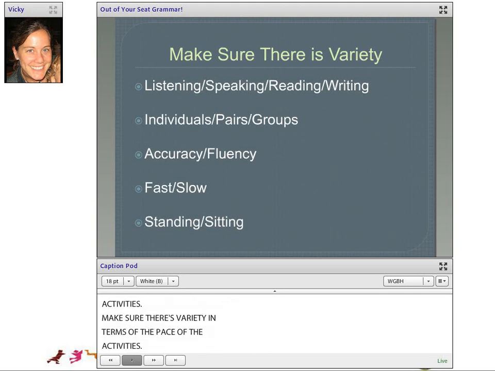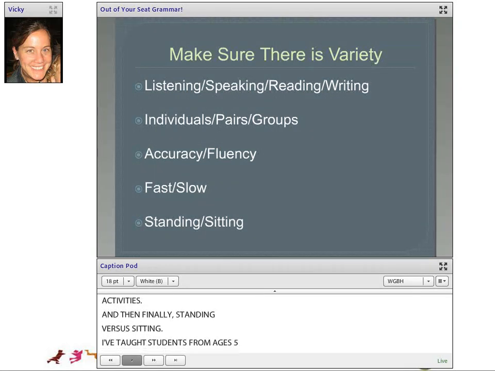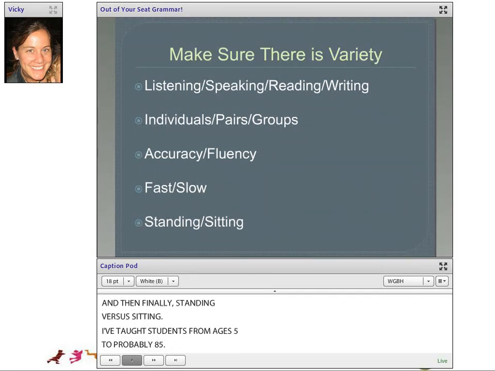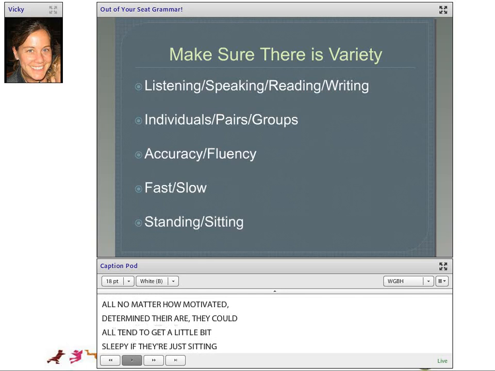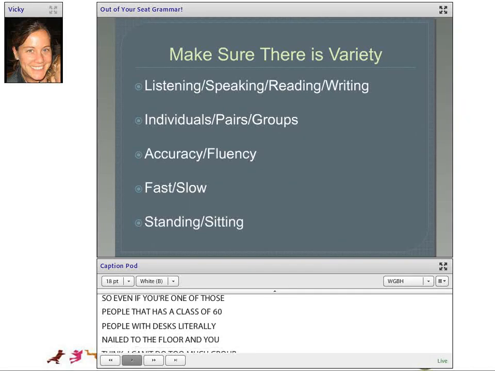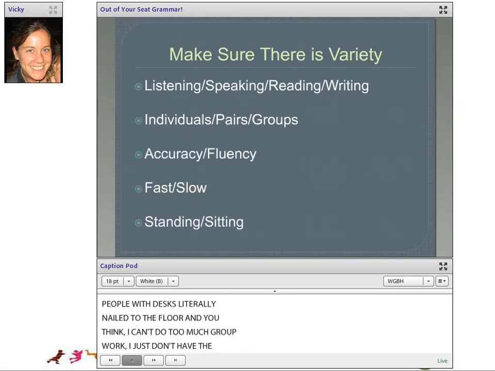Now I've taught students from ages 5 to probably 85, kids as well as adults. All, no matter how motivated, determined they are, they can all tend to get a little bit sleepy if they're just sitting there doing nothing in the same spot for an hour, hour and a half. And so even if you're one of those people who has a class of 60 people with desks literally nailed to the floor and you think, I can't do too much group work, I just don't have the space for that, everyone can get students standing and sitting at least a little bit.